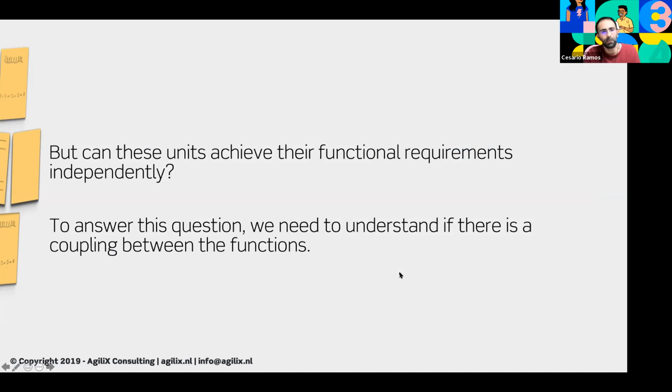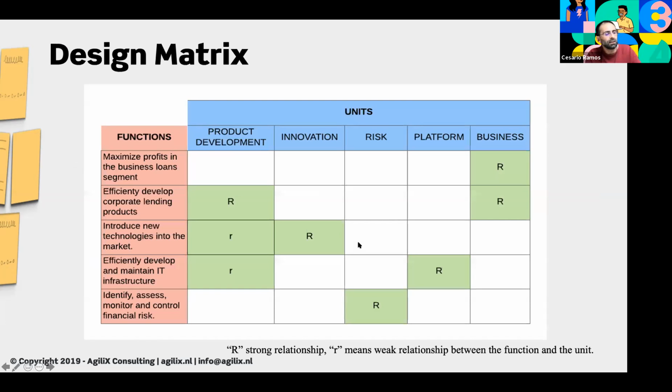The question then becomes, can these units achieve their requirements independently? So we need to understand if there's coupling. Now, fortunately, it's actually very simple to visualize that, and you can visualize it in such a matrix. This is an example of such a matrix. You can see here these functions on the left and the units on the top.